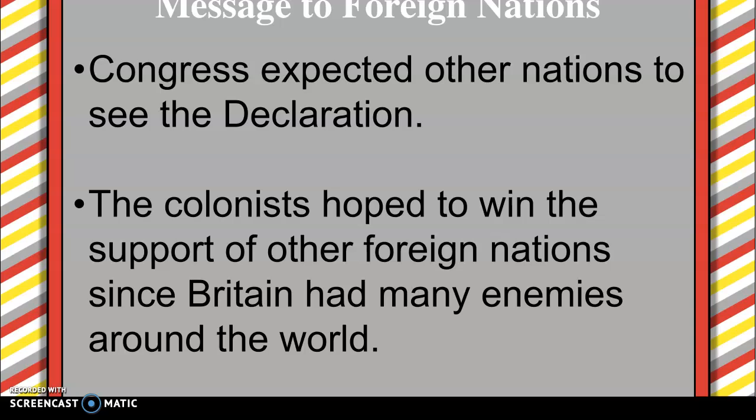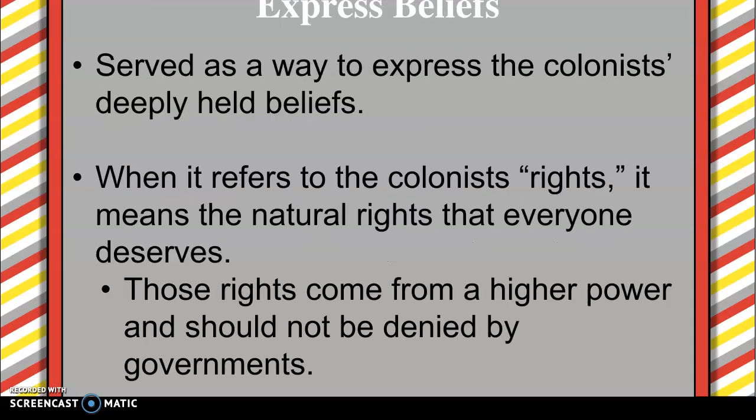They're hoping to win the support of other foreign nations, because they know there will be a war and they want other nations to come and help them. This also is a way to express their deeply held beliefs. For example, when it refers to rights, it means your natural rights that everyone deserves. They believe in life, liberty, and the pursuit of happiness. Those rights come from a higher power. They believe that those rights should not be denied by our government.